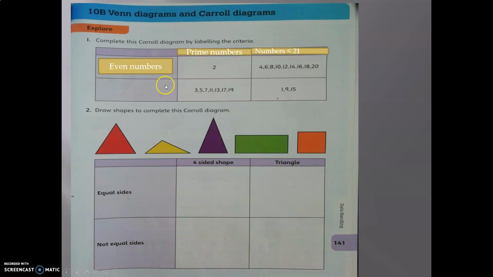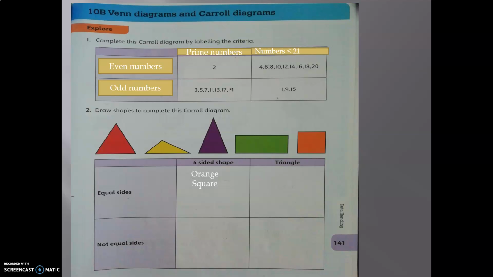And the other 2 criteria, we put them as even numbers and odd numbers. So in the first row, any number will be an even number. In the second row, any number should be an odd number. Look at the columns. Any number in the first column should be a prime number, which means divisible by itself and 1 only. Any number in the second column should be less than 21. Now let's go to the second question.